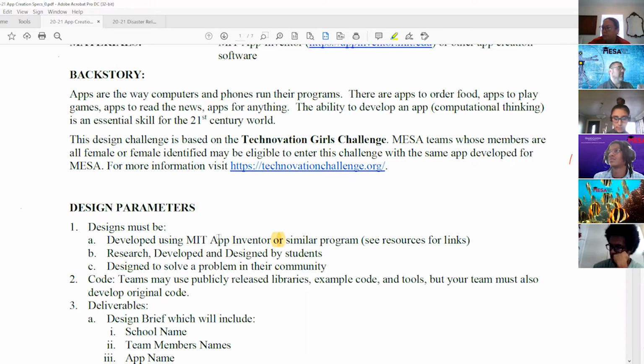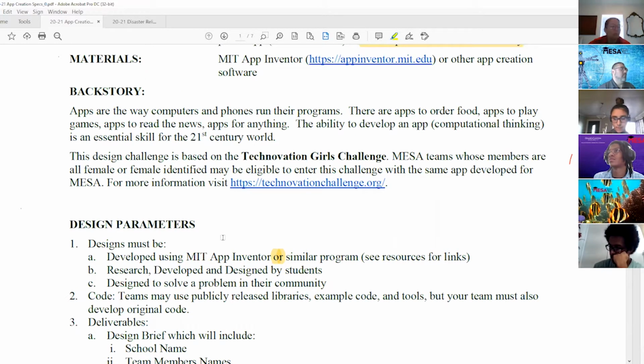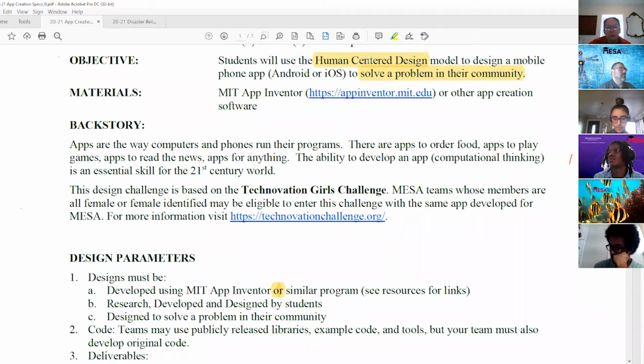If it's not being designed to solve a problem in your community, then you're not going to do well in this competition, right? And really, most apps are designed to meet the needs of people anyway, right? And that's what human-centered design means, is that your project is focused on the humans who are going to use it. So you have to know who they are, you have to know what they want and need, and then your design has to meet those wants and needs in order to do well.